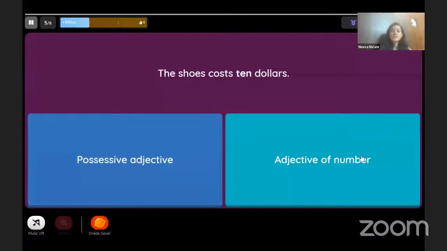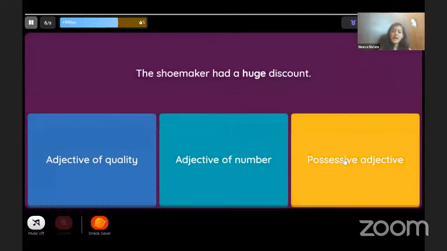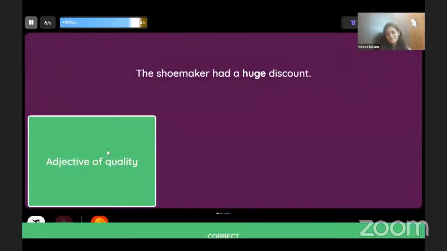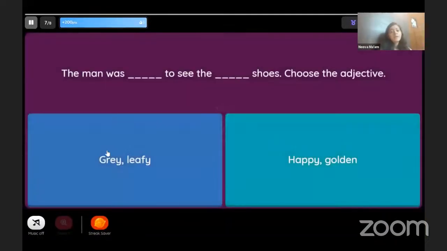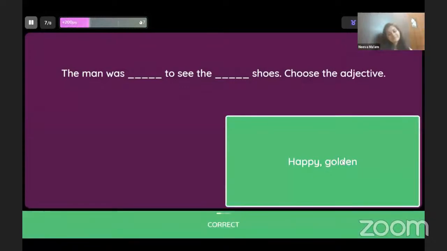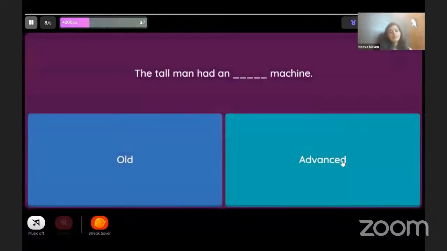The shoes cost 10. The shoemaker had a huge discount. Adjective of number? No, quality. The man was happy to see the golden shoes. Choose the adjective. The tall man had an advanced machine.